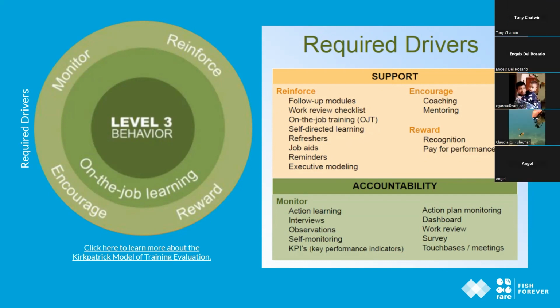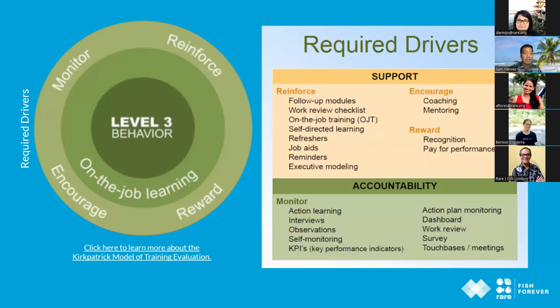Correct me if I'm wrong, behavior adoption experts in the room. Coaching and mentoring could also be social influence, but they could also hit at emotional appeals, right? When you're coaching people, you use the emotions of your coachees to motivate behavior. A reward can be a material incentive, or it could also be an emotional appeal if the reward is more internal. And then accountability measures such as work plan monitoring, KPIs, touch bases. They could be rules and regulations to some extent.